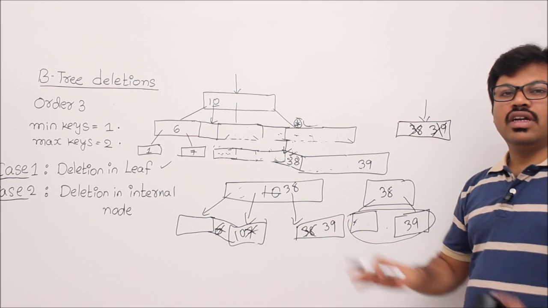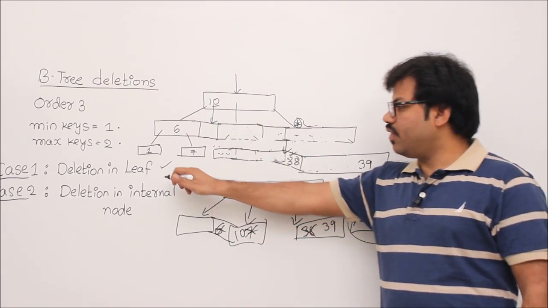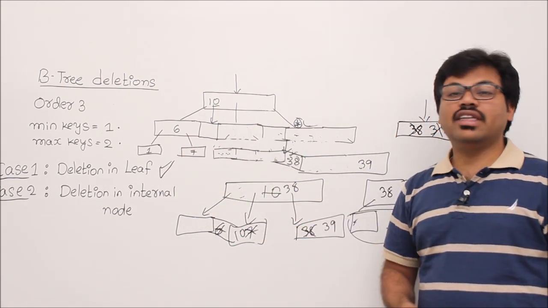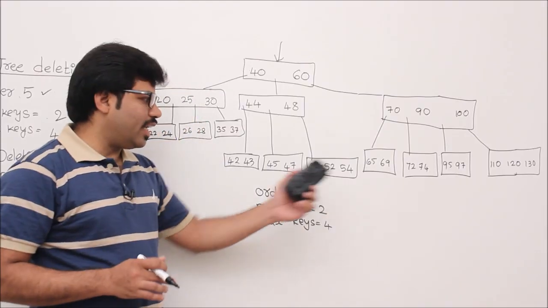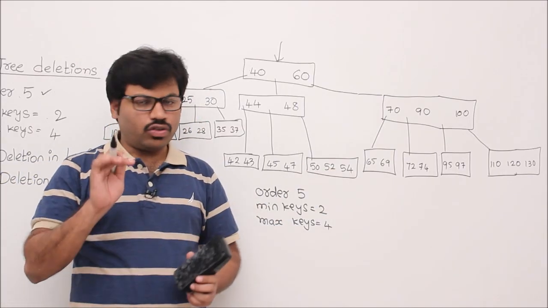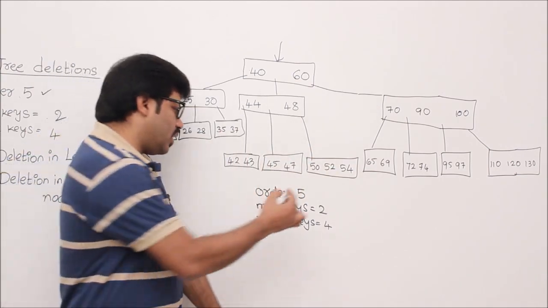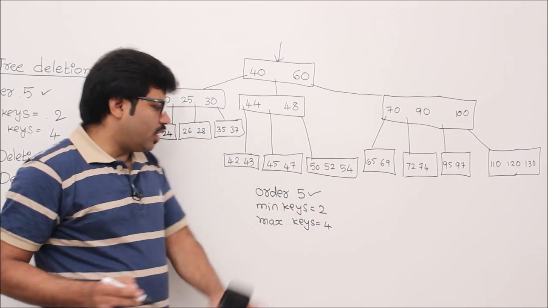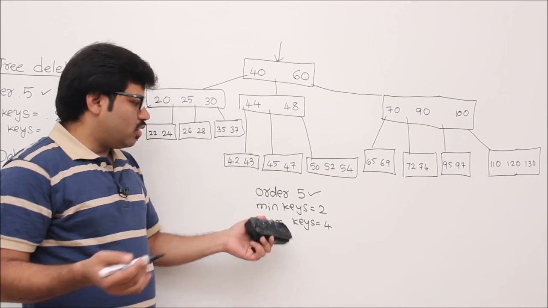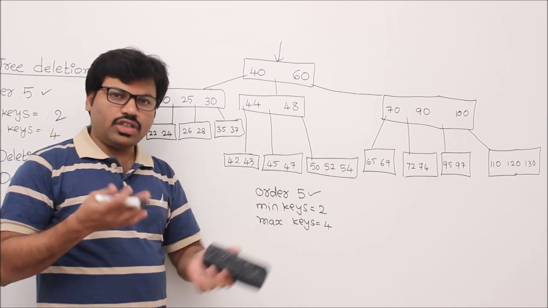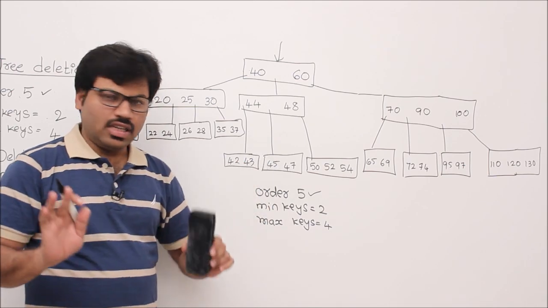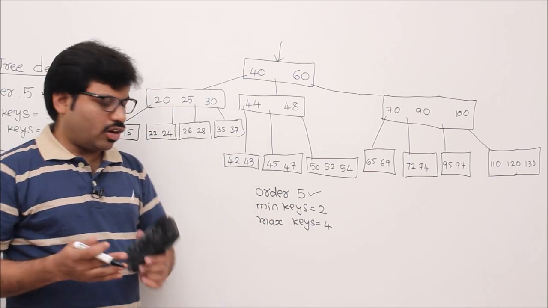So this is about deletions in B tree, especially we dealt with a case called deletion in leaf. Now we'll see how to delete keys from internal nodes. So far we have seen how to delete from leaves, right? Now we'll see how to delete from internal nodes. So for that I am taking a different tree, an order 5 tree. The reason I am taking order 5 is only to explain it on a different tree. You can use the old tree also, not a problem.